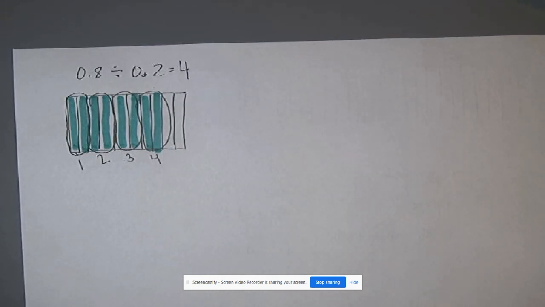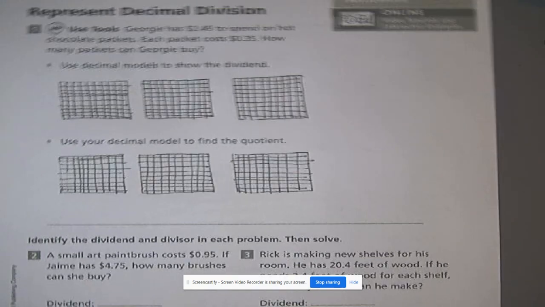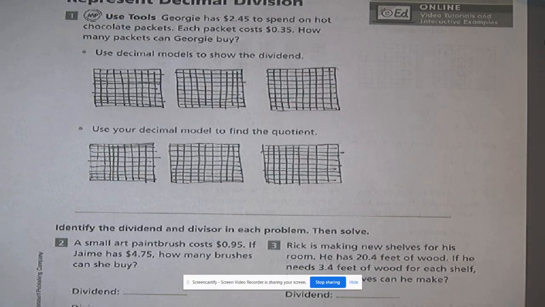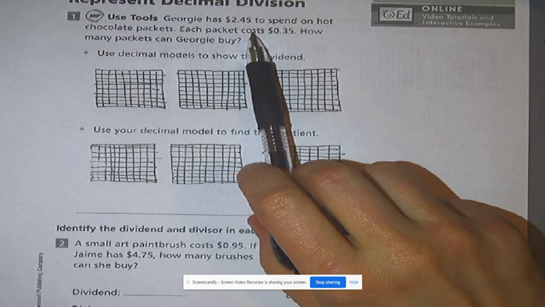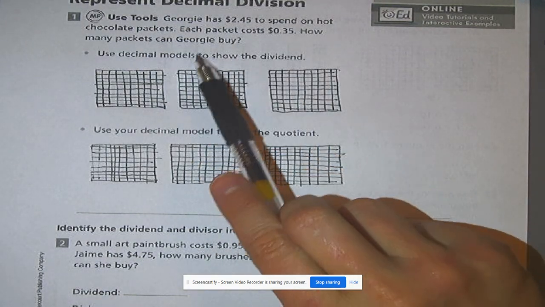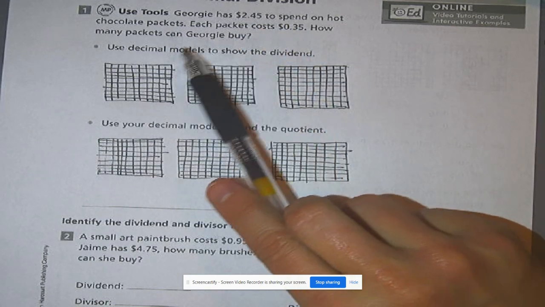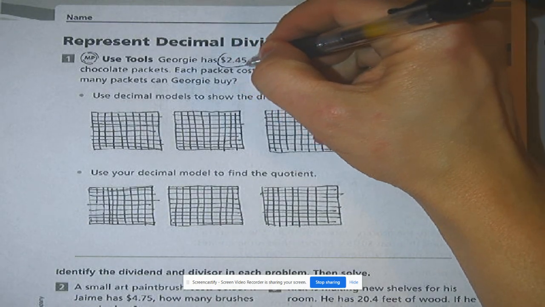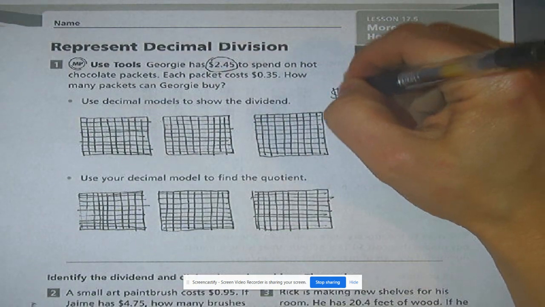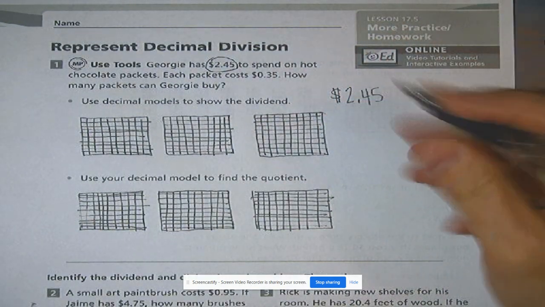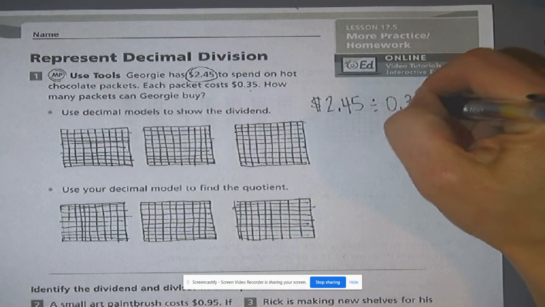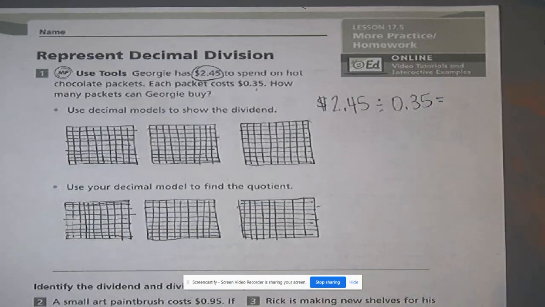All right, so let's look a little bit at your assignment so that you can get an idea of what we're supposed to do. George has $2.45 to spend on hot chocolate packets. Each packet costs 35 cents. How many packets can George buy? We want to know how many packets. Well, what's the total that it costs? $2.45. And we're dividing it into groups of 35 hundredths, or 35 cents.